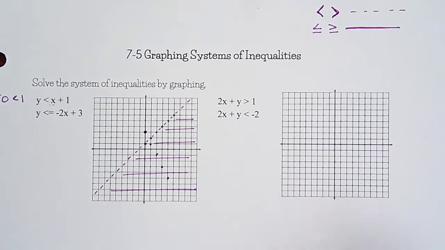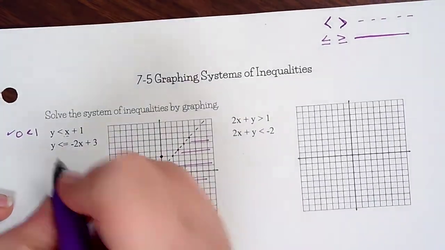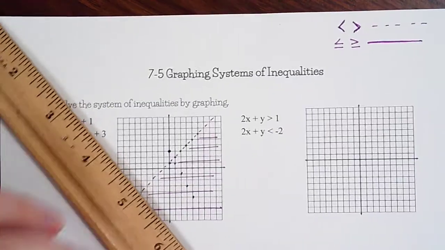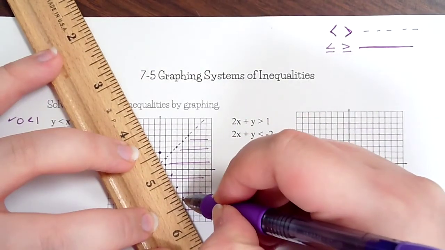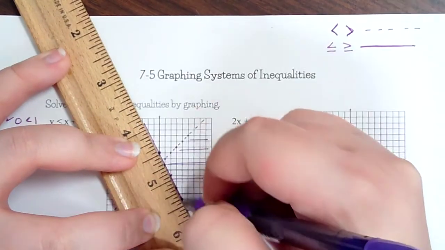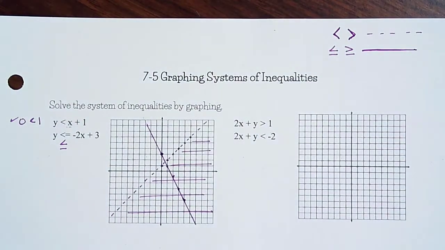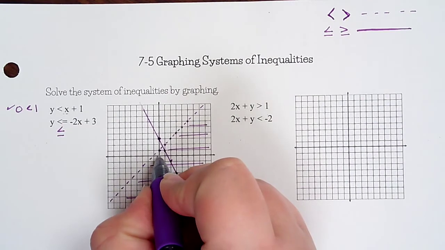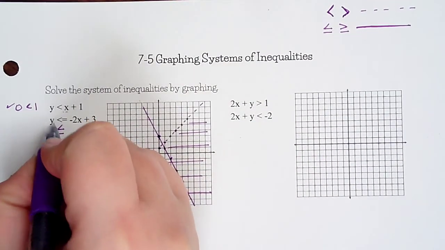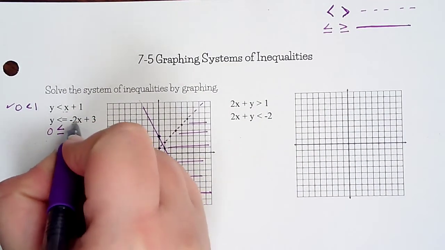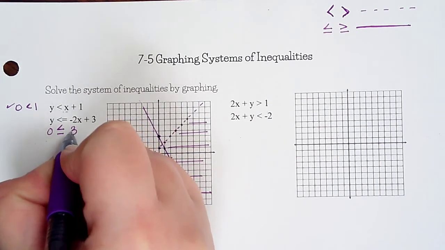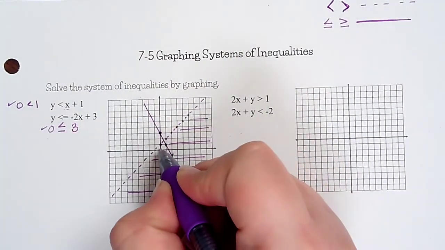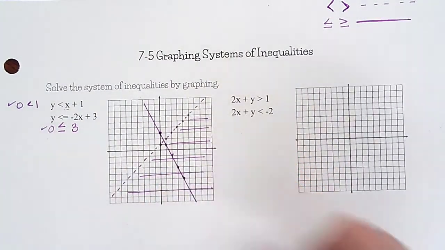I notice this one is a less than or equal to symbol. It's a little bit different way because that's how I typed it. But I know that that means it's a solid line. So I'm going to create my line here, make sure it's nice and solid. And then I'm going to decide which side of the line I have to shade. I see 0, 0's on the left side, so when I plug that in, I get 0 is less than or equal to, this cancels, and I get 3. This is a true statement, so 0, 0 works, meaning I'm going to shade everything on the left-hand side of this line.